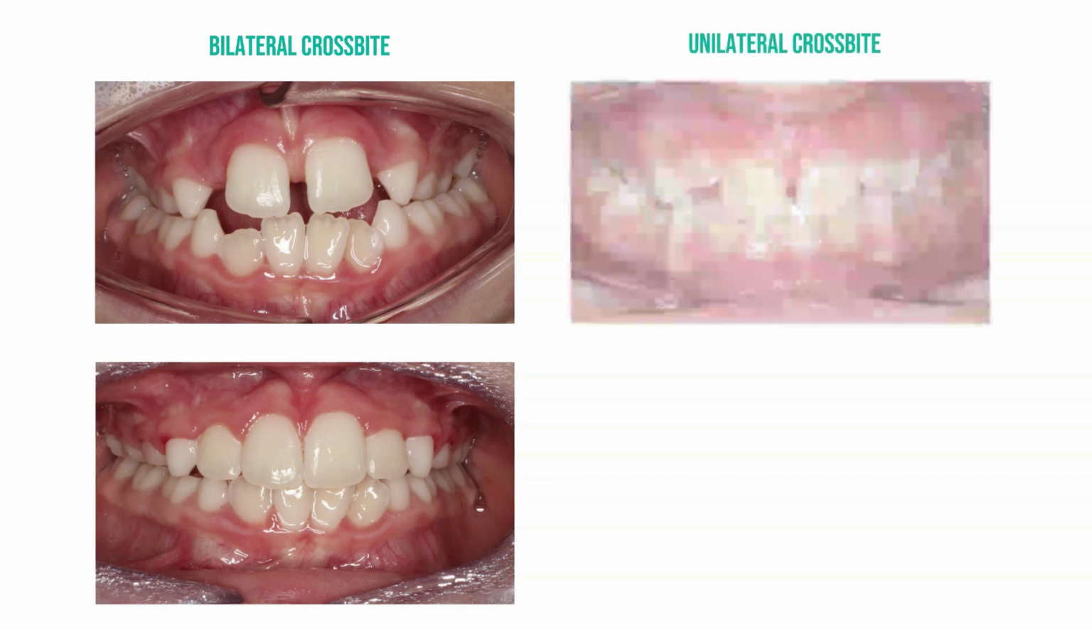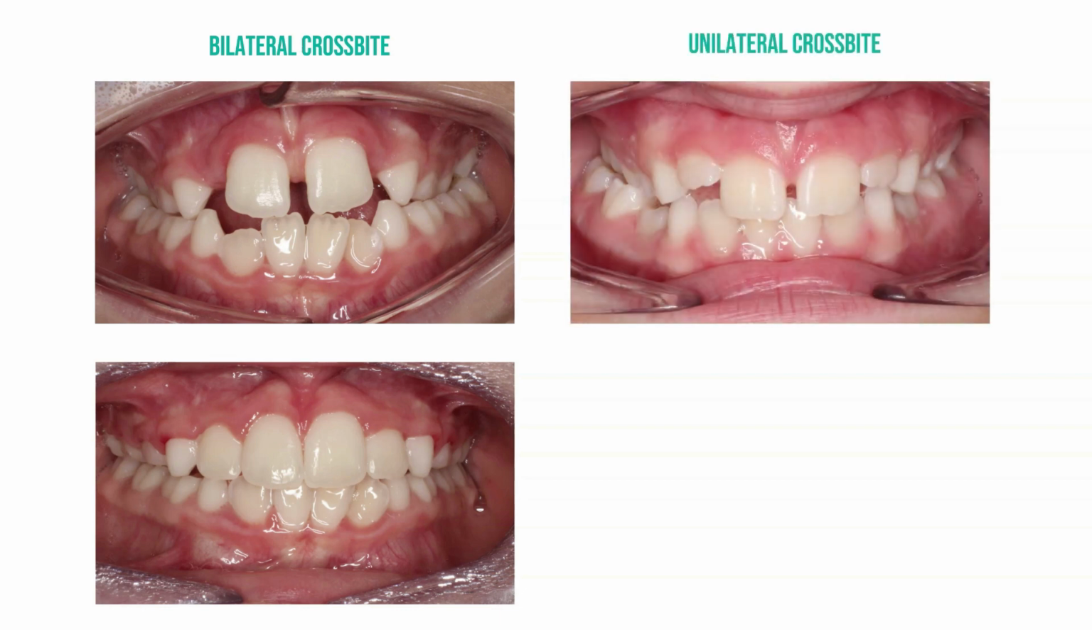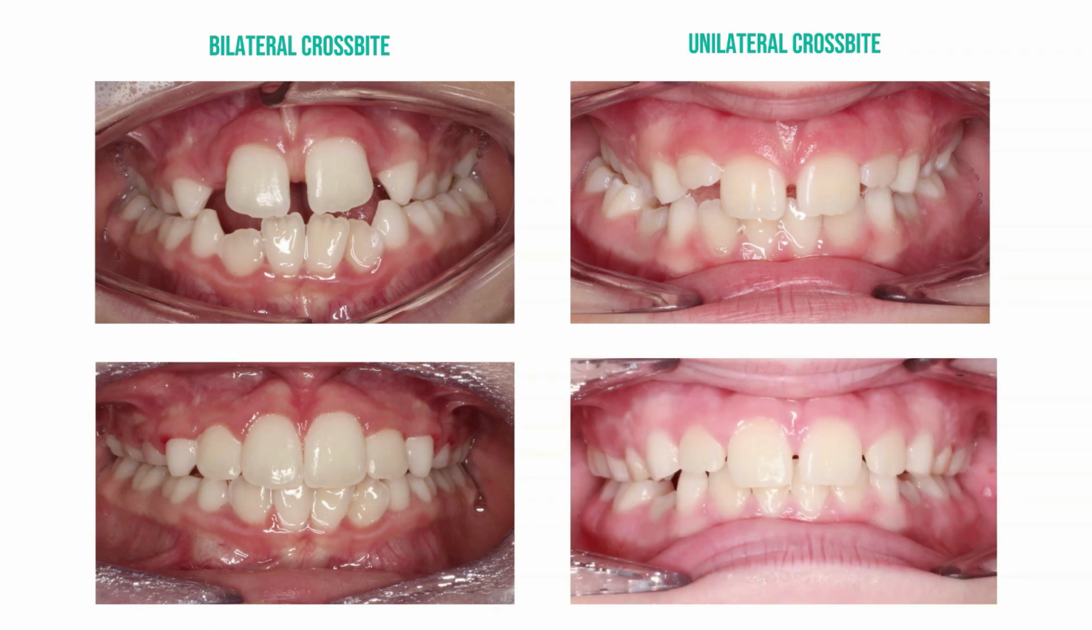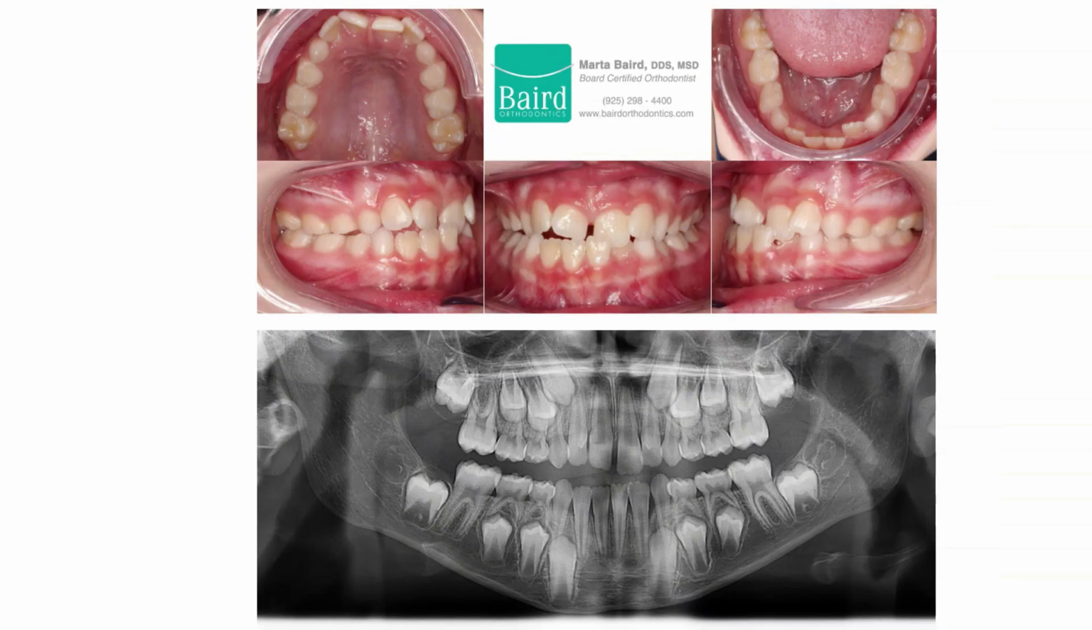On the right, this patient presented with a unilateral crossbite. Notice the lower midline is shifted to the patient's right. She was treated with an expander only. Once the jaw width was corrected, the lower jaw repositioned to the center. Without treatment, this patient would have maintained the chin asymmetry into adulthood.